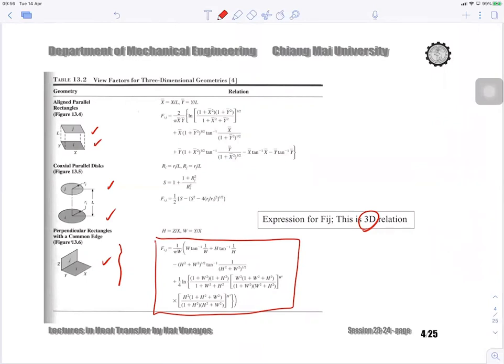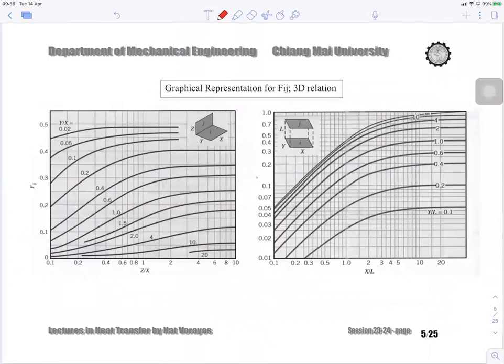So if you don't like it, be sure that you have the graphic representation, meaning that you don't have to punch in the number, you just read it from the graph. Given the z, y, x dimensions of the plate, you can find z over x and y over x, select the line for the y over x value, and read the z over x on that line, and then you have the Fij approximately. There will be some error from your reading, but that's fine.